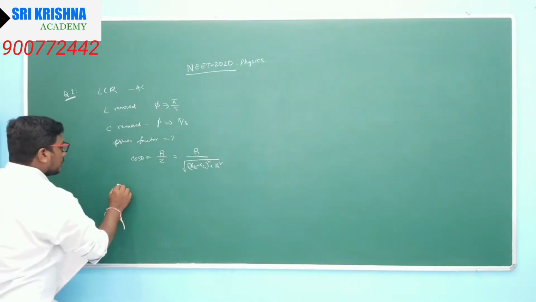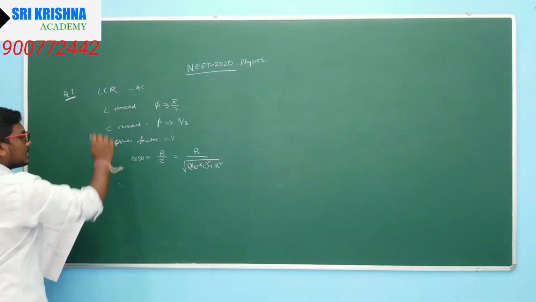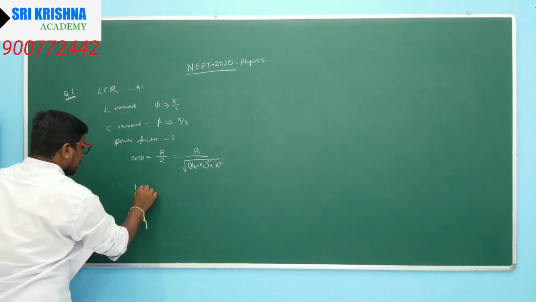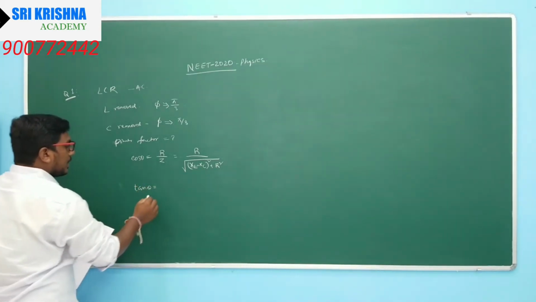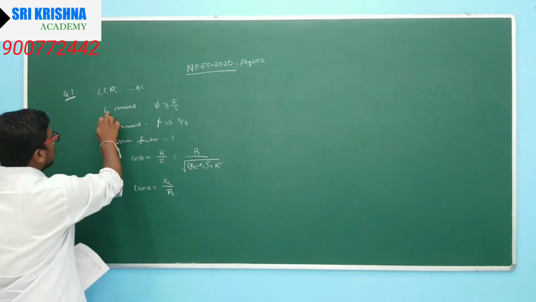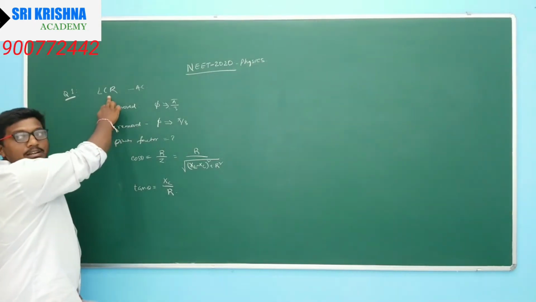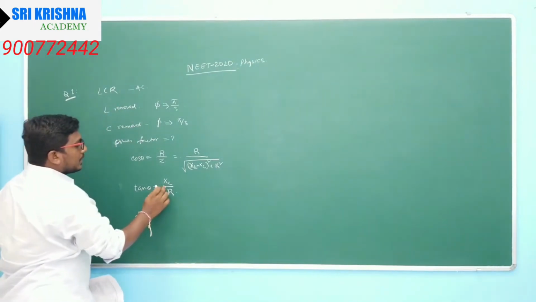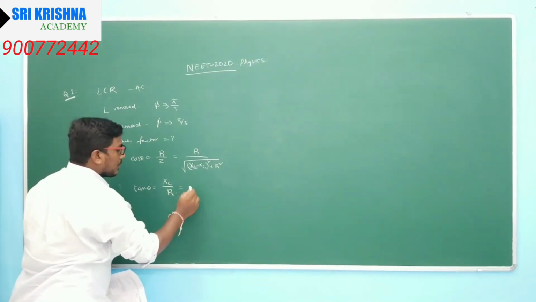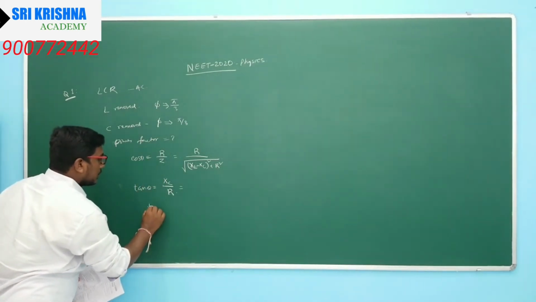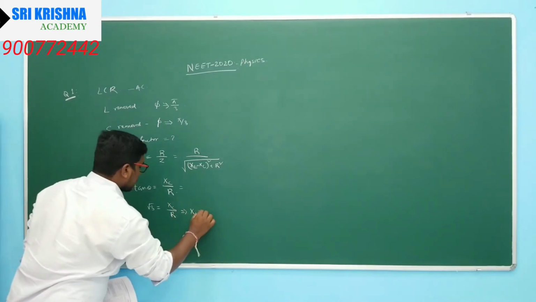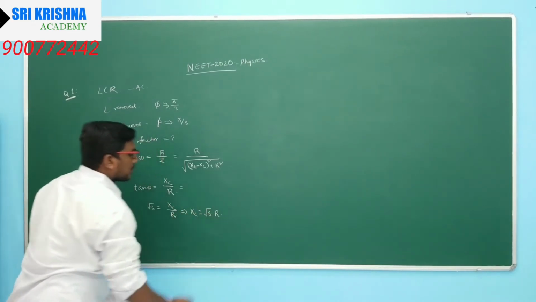When L is removed, that means only C and R are there. So in that case, the phase difference tan theta is equal to XC by R. There is no L in the circuit, only C is there. So tan pi by 3 is root 3, which equals XC by R. So from here XC is root 3 times R.